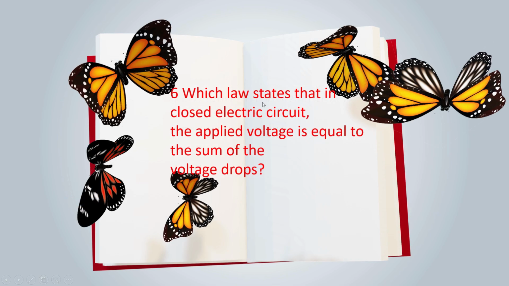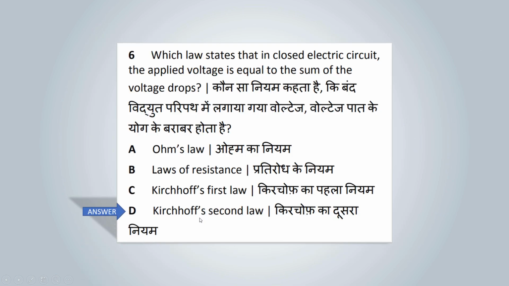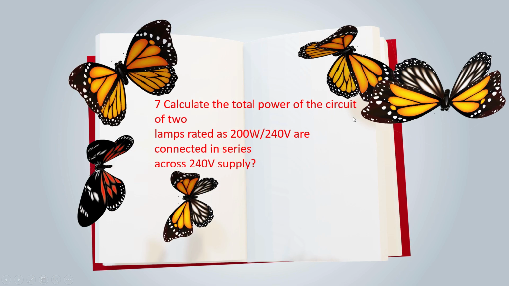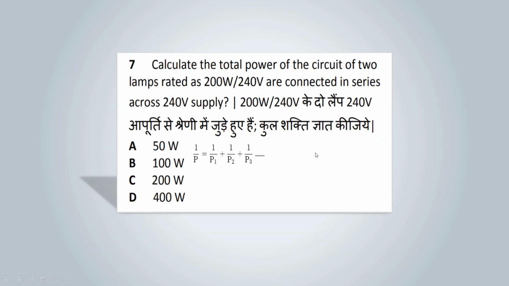Which law states that in a closed electrical circuit, the applied voltage is equal to the sum of the voltage drops? The answer is Kirchhoff's second law. Calculate the total power of the circuit of two lamps rated 200 watt 240 volt connected in series across the 240 volt supply. So friends, by using this formula, 1 by P equals 1 by P1 plus 1 by P2 plus 1 by P3 and so forth, we can solve this question. Therefore, the answer is 100 watt.